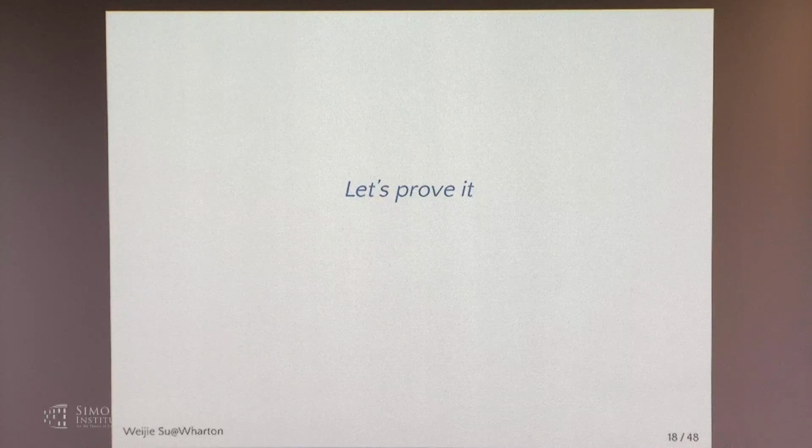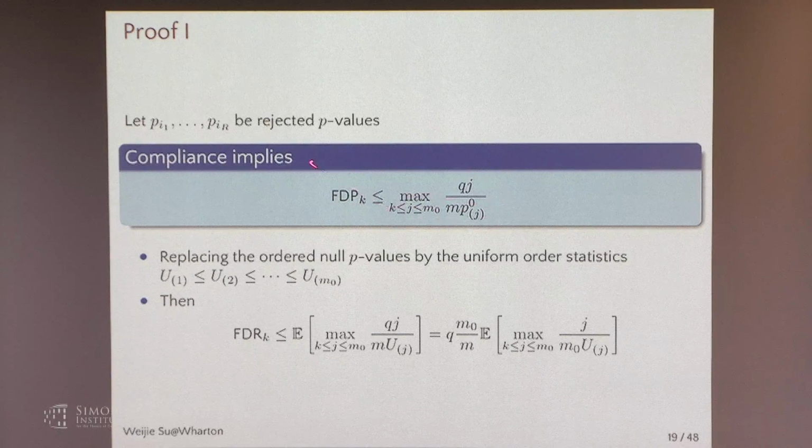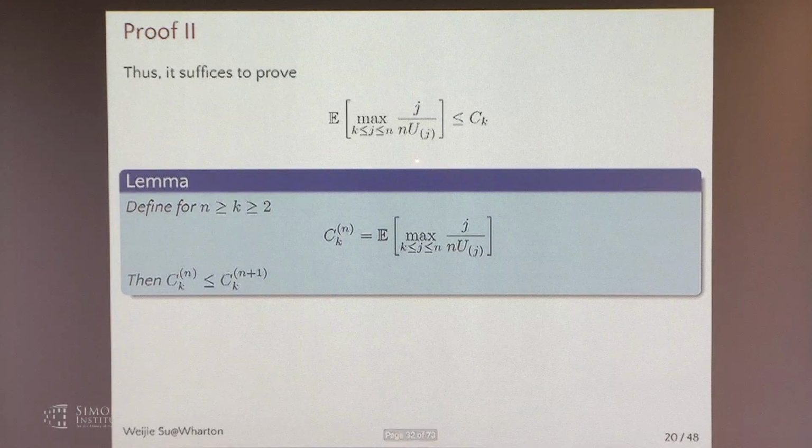Now let's prove it. Very simple. First, this is an implication of the compliance condition. Since we assume that the p-values are independent, we can replace the null p-values by the IID uniform order statistics. So U1 to UM0 are the order statistics of uniform random variables between 0 and 1. Essentially, we only need to prove that this quantity is bounded below by a constant only depending on k, regardless of n. This is actually very simple. You can show that this number is increasing in n. If you make n larger, it will only increase. The proof is simple, so I will skip it.